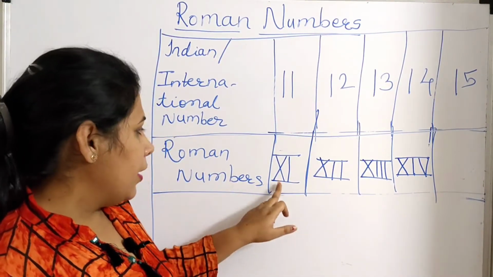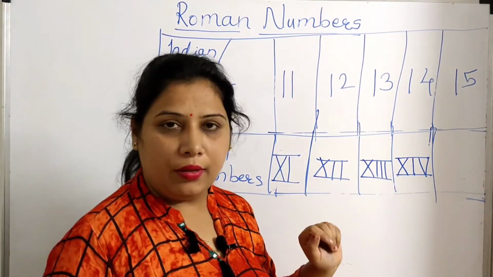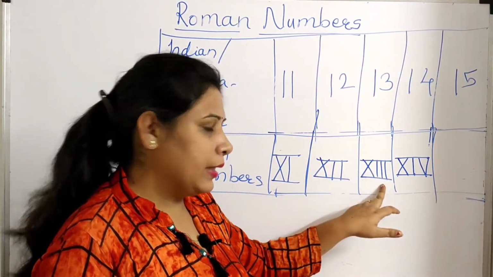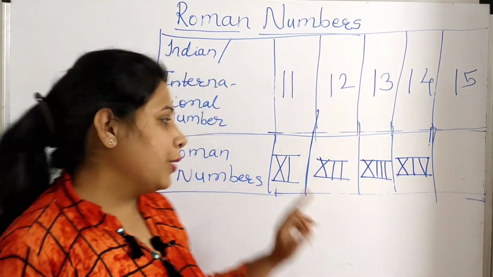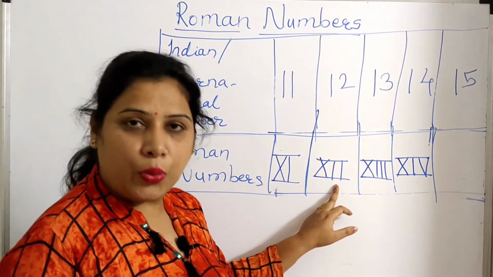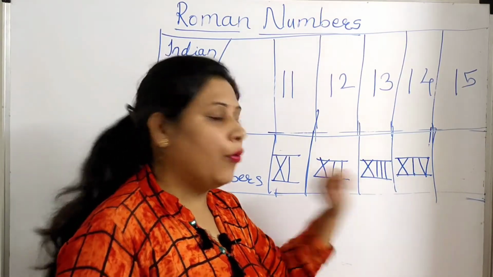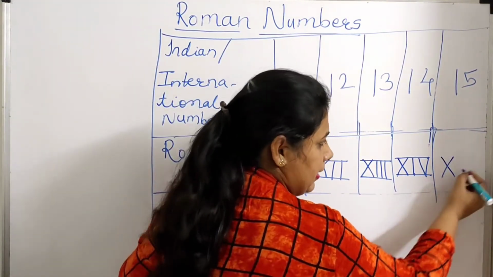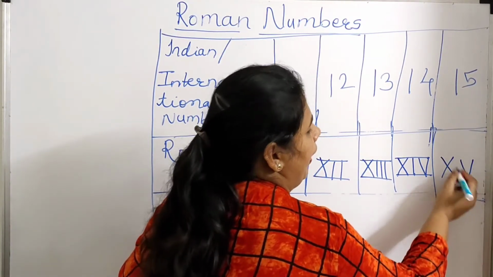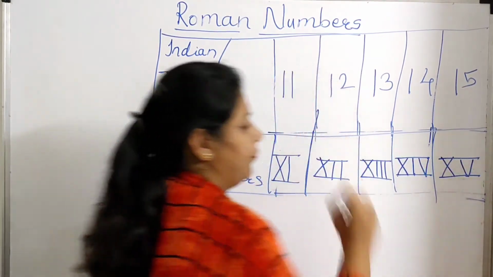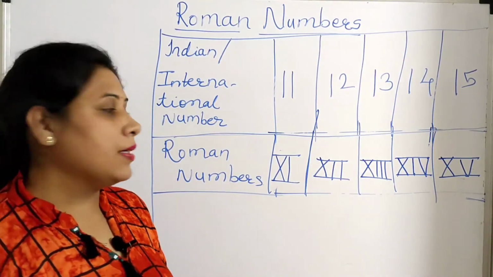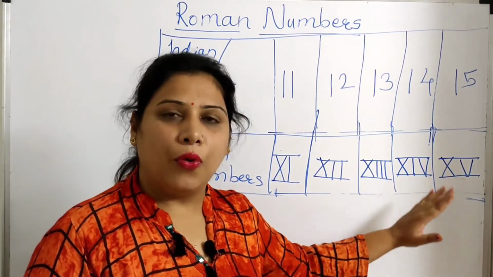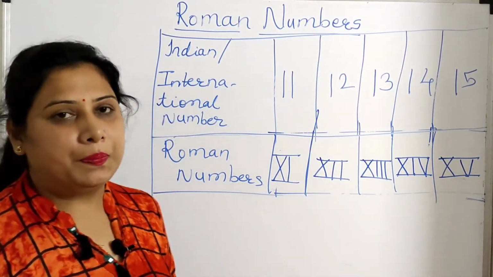What we are doing here, we are taking 10 common. In that we are adding 1, 2, 3 and 4. So this is 11, 12, 13, 14 and for 15 we can write X and 5. So this is 15. So these are the numbers 11, 12, 13, 14 and 15.